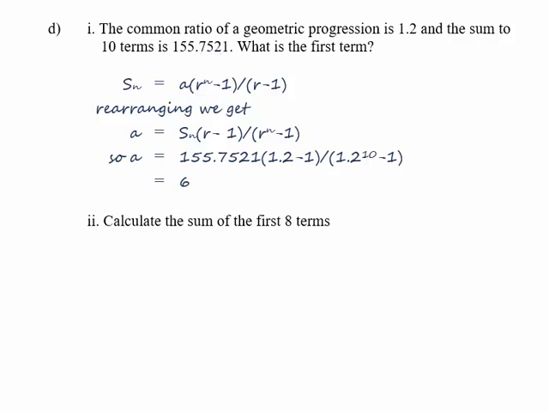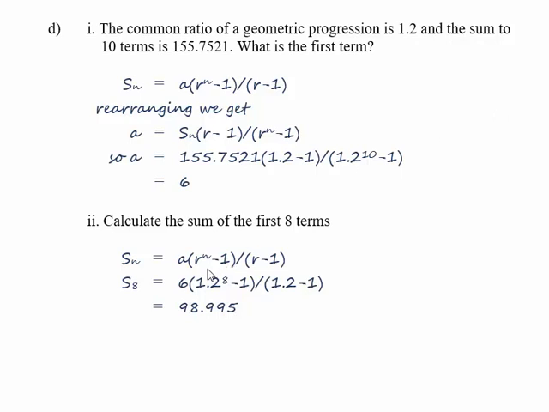Finally, find the sum of the first 8 terms. We'll start with the equation, put the values in, and that gives us the sum of the first 8 terms is about 99. Again, let's do a quick check. r to the n is about 4, 4 minus 1 is 3, 3 times 6 is 18, 18 times 5 is going to be 90, which is close to 99, so our answer is probably correct.